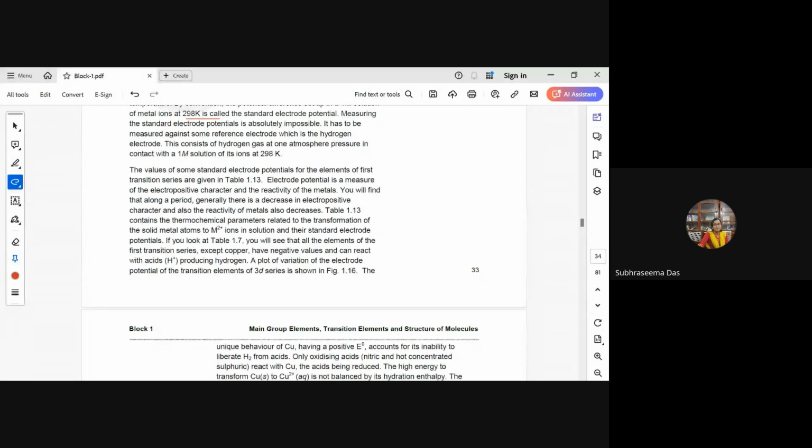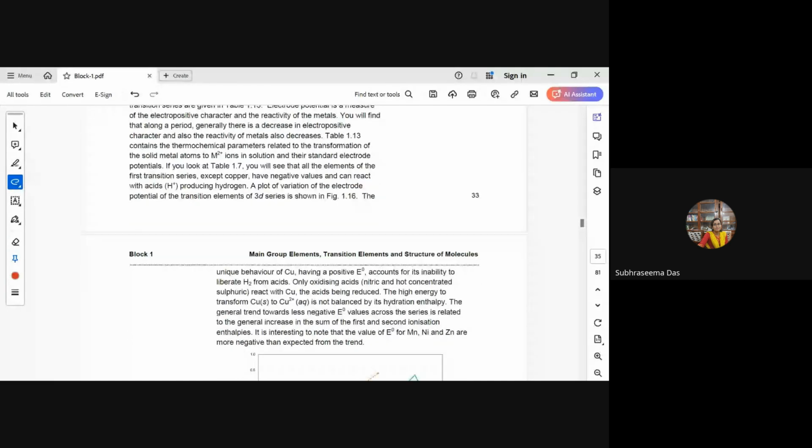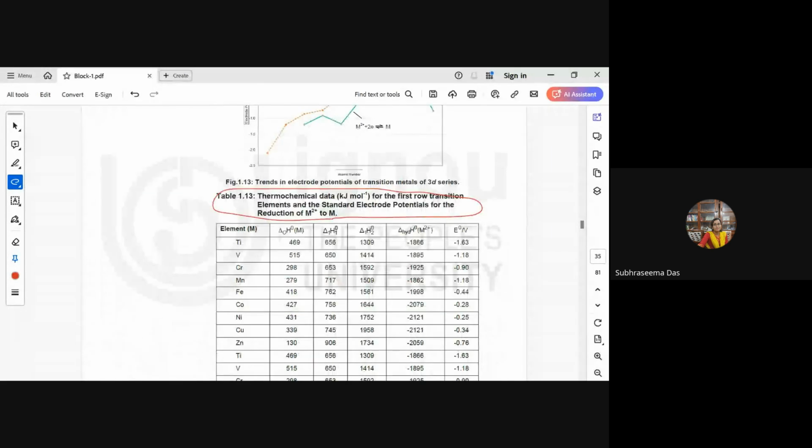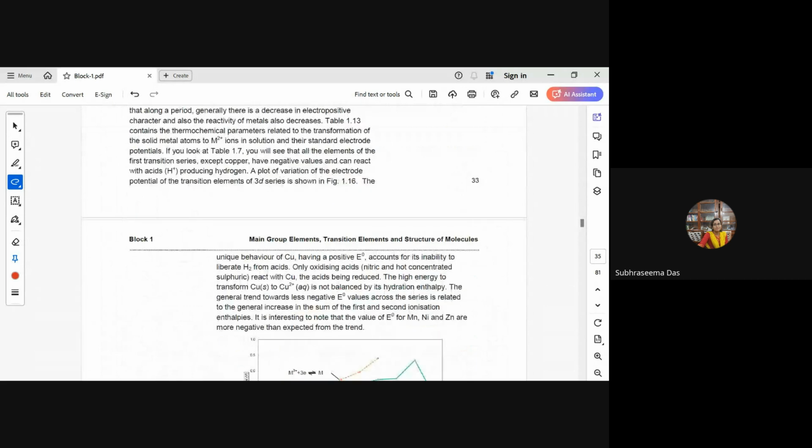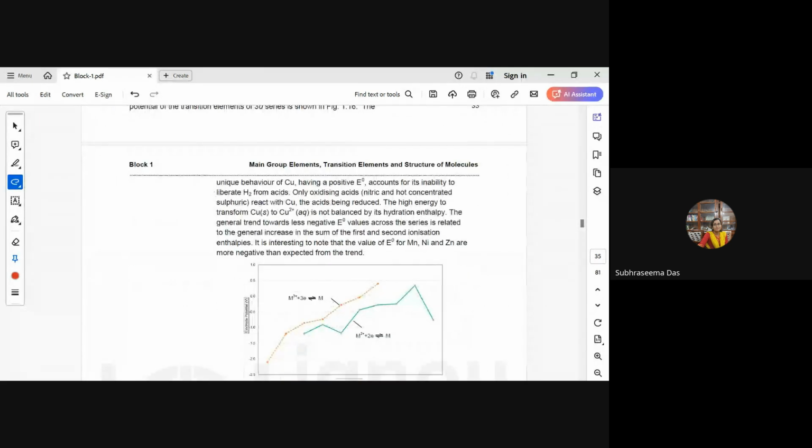So here in table 1.3, the different values have been listed. Now if we plot the variation of the electrode potential of a transition series of 3d elements, it is shown in figure 1.16. The unique behavior we particularly find is for copper, because it has a positive E0, that is the standard electrode potential.